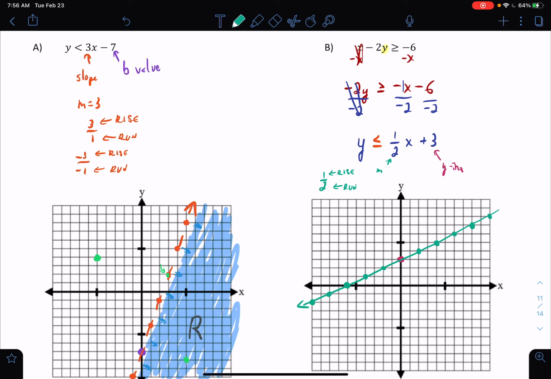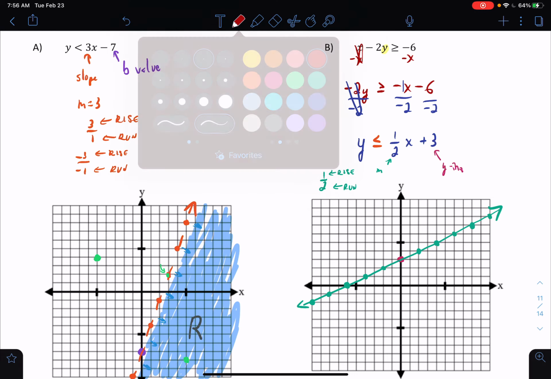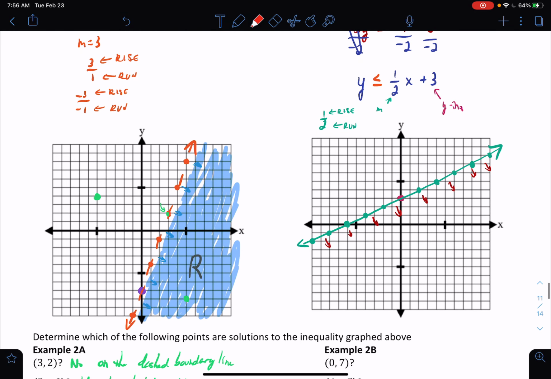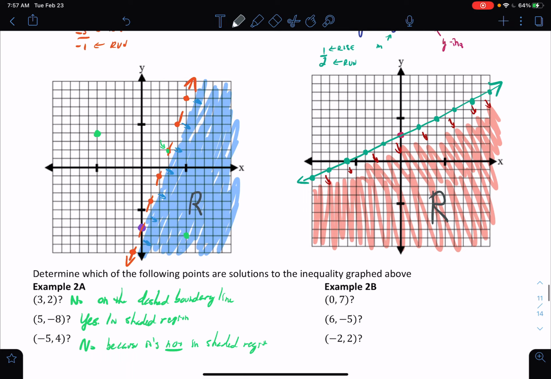So we've got a solid line, put my arrows on the end, and if y is less than or equal to, that means we're going to shade below the line. Because it's less than, we're going to shade below. So I've got this, and I just start shading this in. And this right here is going to be the solution region. All right, so anything on the boundary line, since I have equality, or anything below the boundary line will satisfy this inequality. So let's check these points.